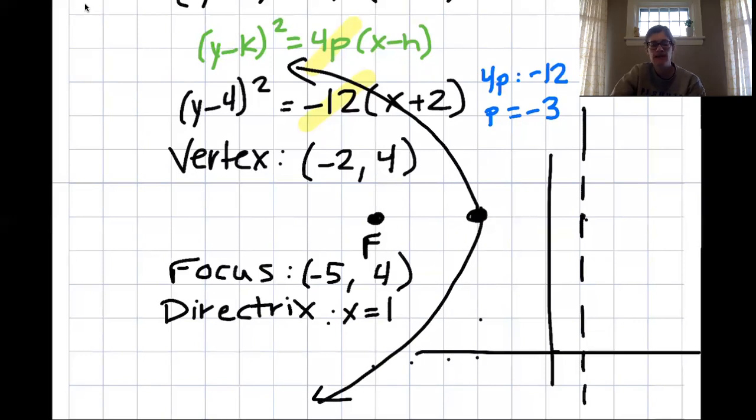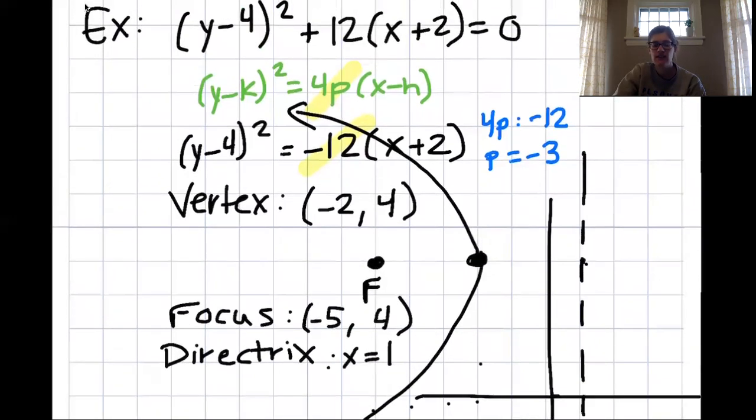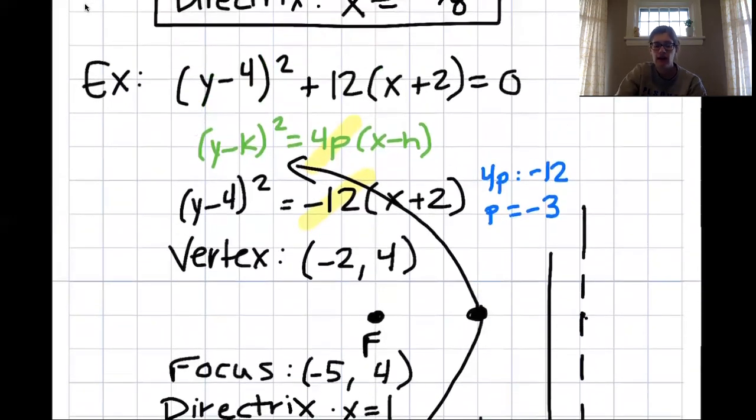Really important pieces. Make sure that you get this green equation right here. You got to manipulate it algebraically. Make sure that the y minus k squared is all by itself, or if you're doing a problem like Mrs. Homan's, make sure that x minus h squared is all by itself as well.